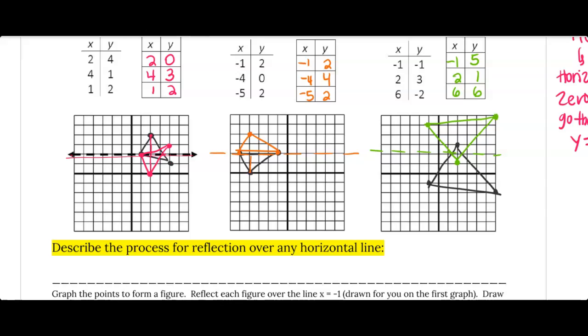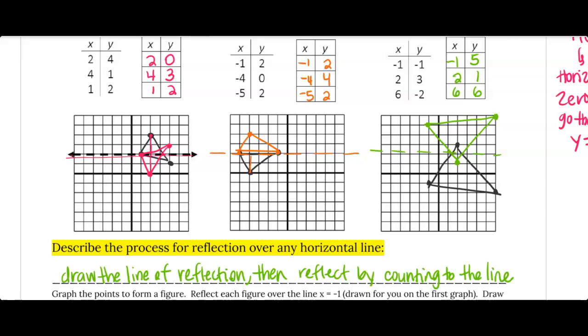So the process is that you will draw the line of reflection and then reflect by counting. So you draw that line of reflection, count how far away it is, and then just make sure you count straight to the line up or down, and then keep going in that same direction.